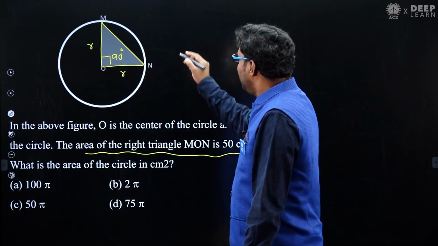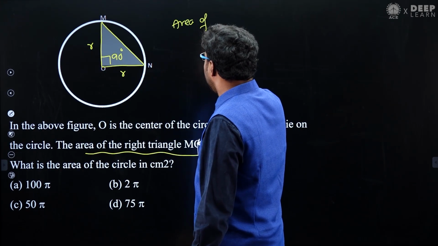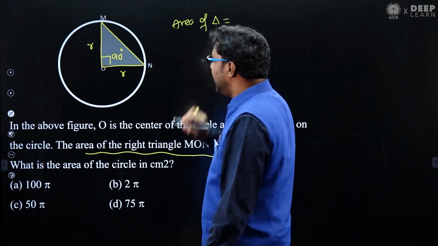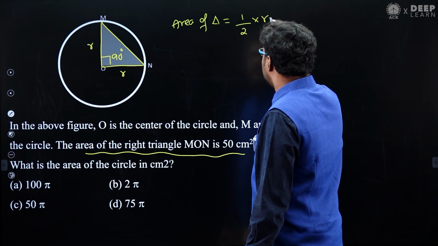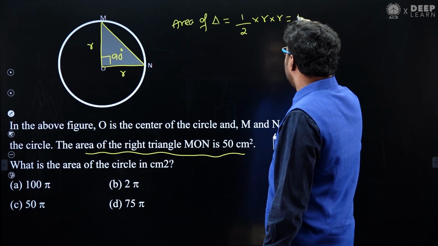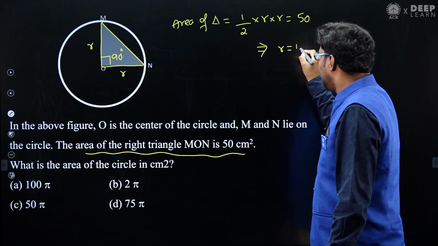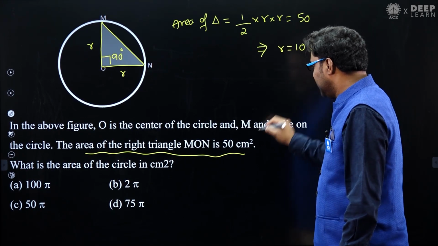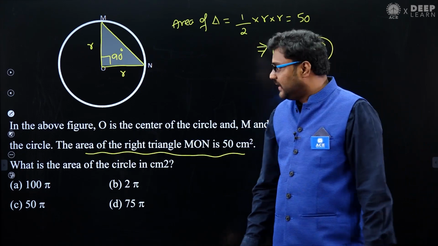Okay, we know the area of a right angle triangle is half into base into height. So base is radius, height is also radius, and that is 50 as per the question. Now from this we can say R is nothing but 10 centimeters, because centimeter square here we can take. R is equal to 10 centimeters.